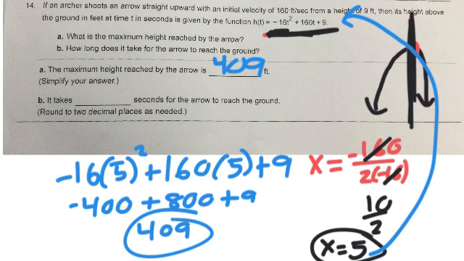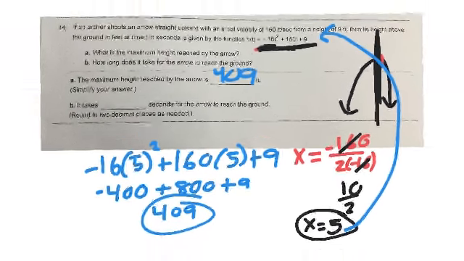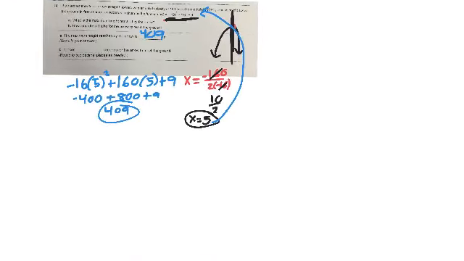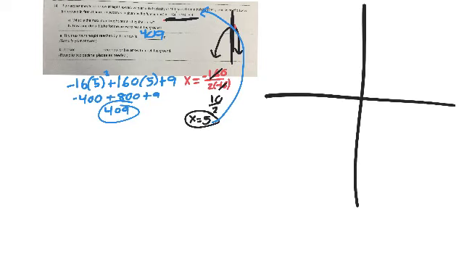Now the second thing we need to do is we want to know how long does it take for the arrow to reach the ground. So again, when I'm thinking back on what my graph looks like, I know that the y represents the height of the arrow. So it's going to go up, and when it reaches the ground is going to be when the y value is 0.